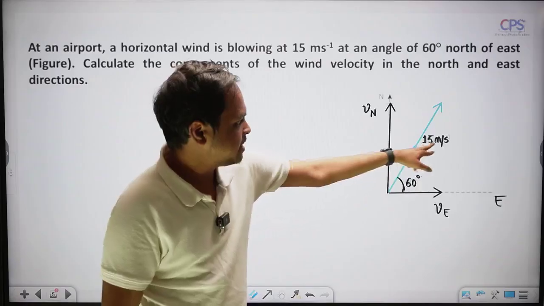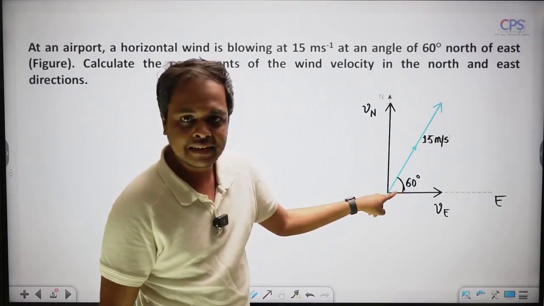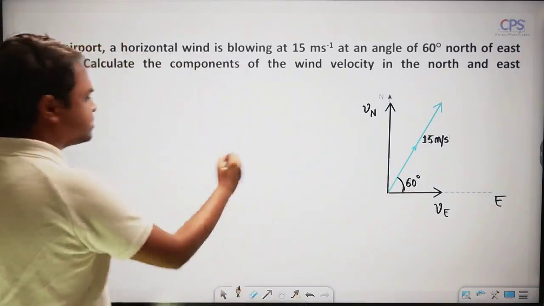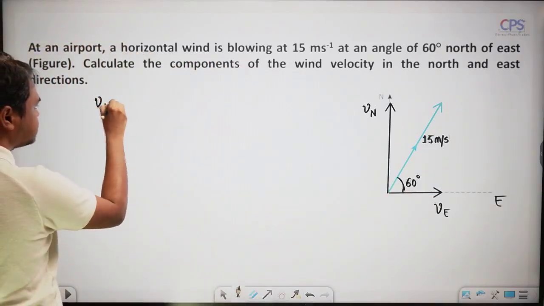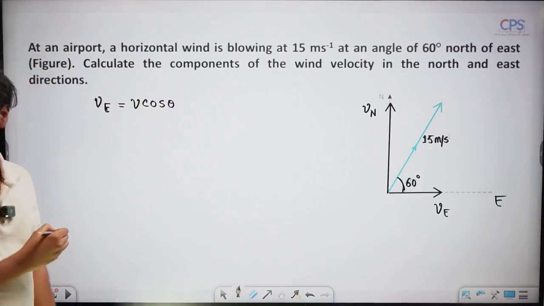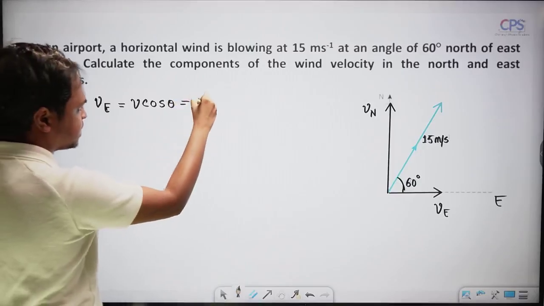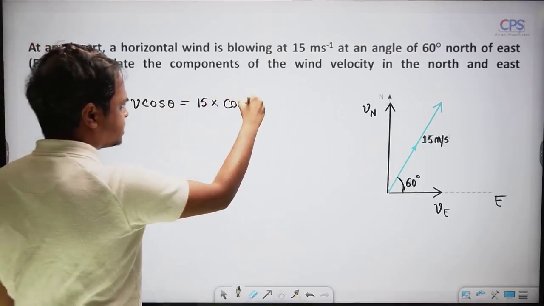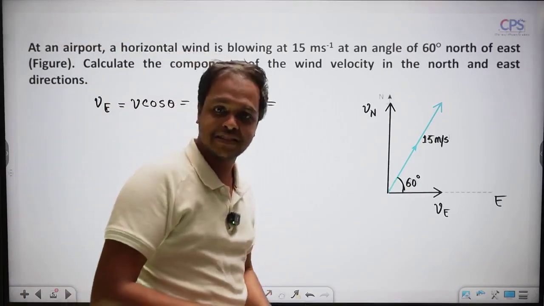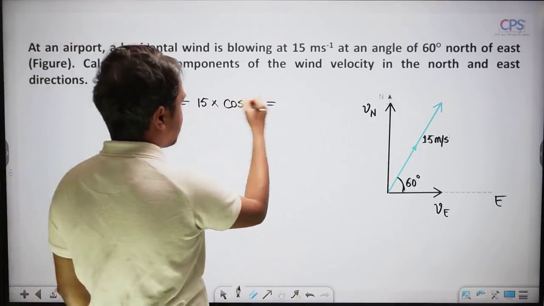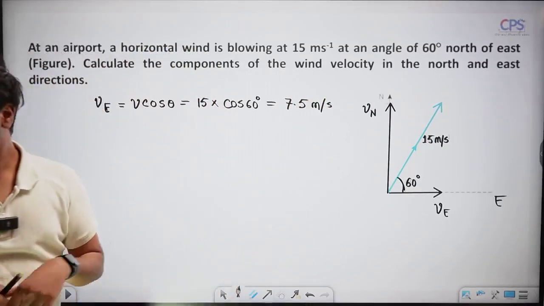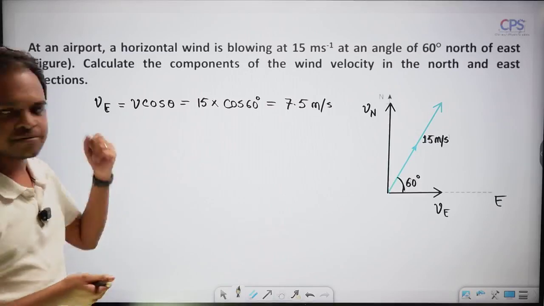See, for 15 meters per second, this one is the adjacent side, right? This one, the velocity towards east. So velocity towards east is the adjacent one. That's why it's equal to V cosine of theta. See, that's very simple. What is V? 15 meters per second. Cosine of 60 degrees. Cos 60 means, sorry, cos 60 means half. So it will be 7.5 meter per second. Okay, done. 7.5. Cosine of 60 means half.